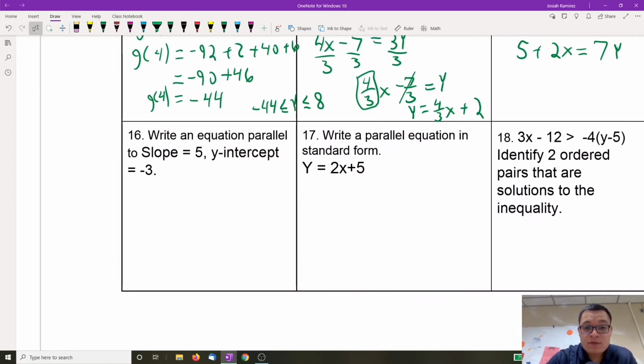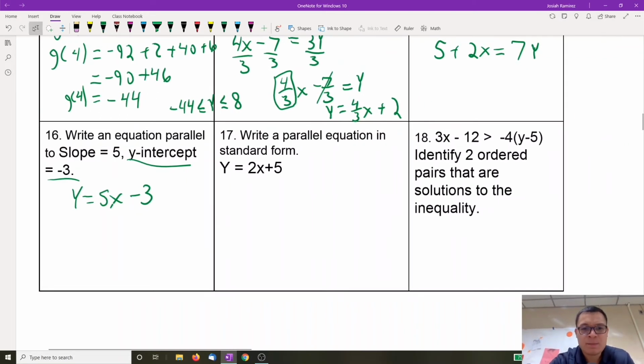Parallel to a slope of 5 and a y-intercept of negative 3. We want the y-intercept to be negative 3, and we want it to be parallel to a slope of 5. So y equals 5x minus 3. That was sure difficult. Not.